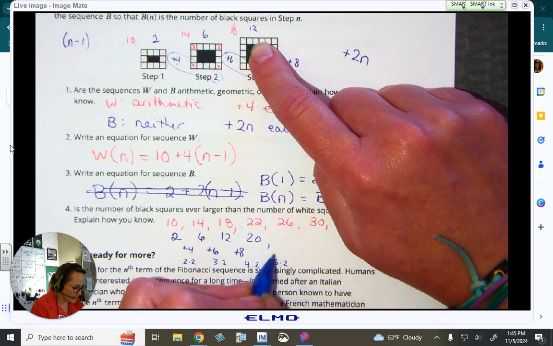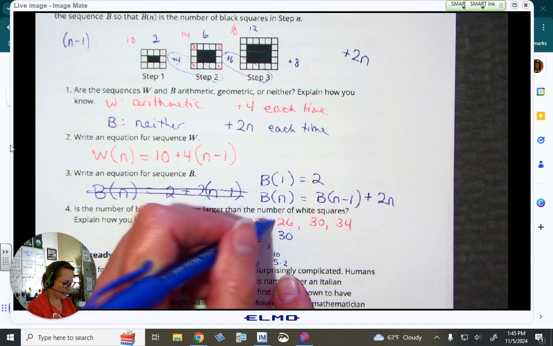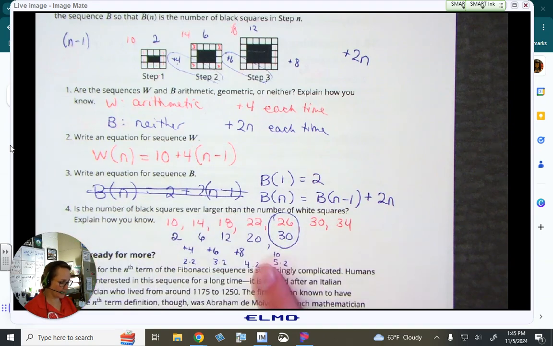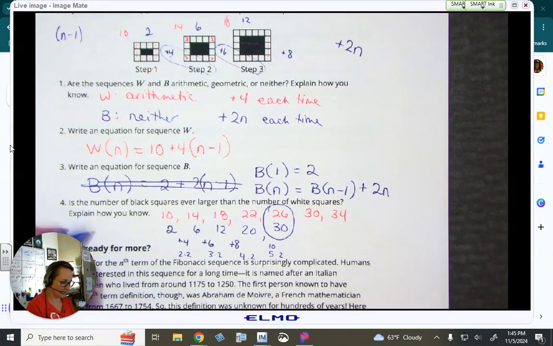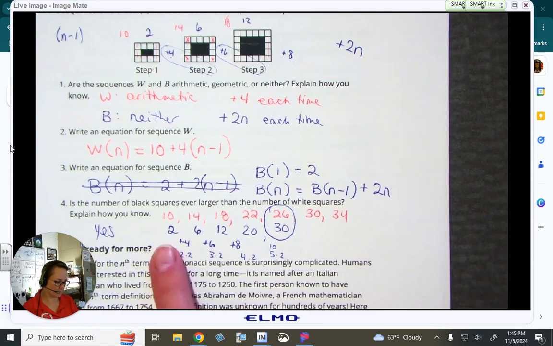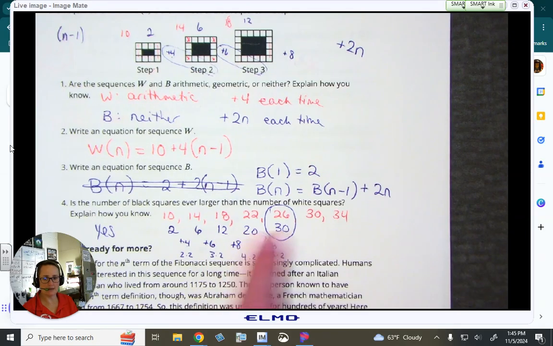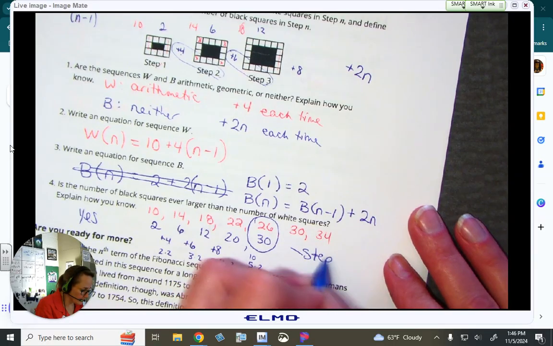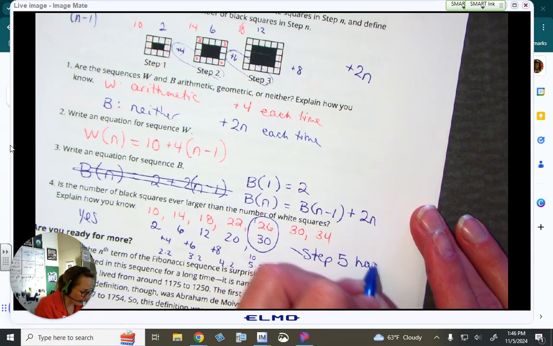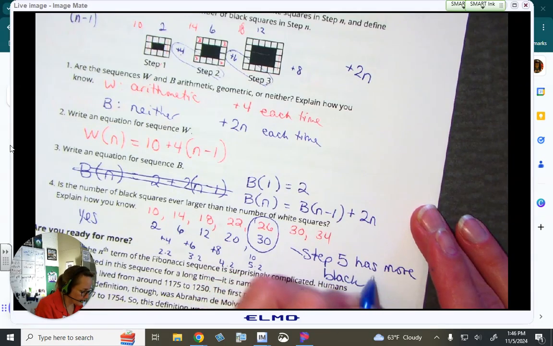5 times 2 is 10. Yep, right there. There it is. When we add 10 to it, we get to 30. So yeah, this is how I know. Step 1, step 2, step 3, step 4, by step 5, more black squares than white.